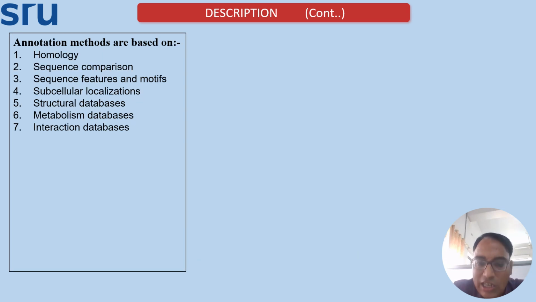To figure it out, understand that annotation methods are defined using 7 different strategies. We use 7 different strategic functions to define annotation. First is homology. Sequence similarity is there, a significant sequence similarity, at least 30%. Besides that, we do sequence comparison. Then the sequence features and motifs.